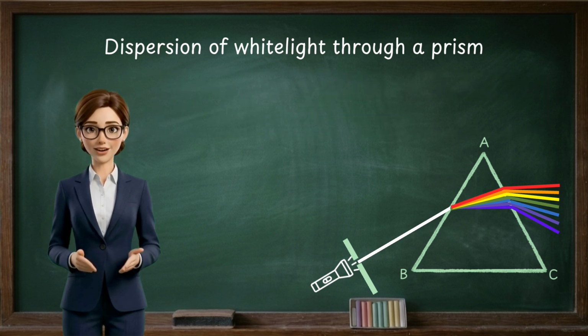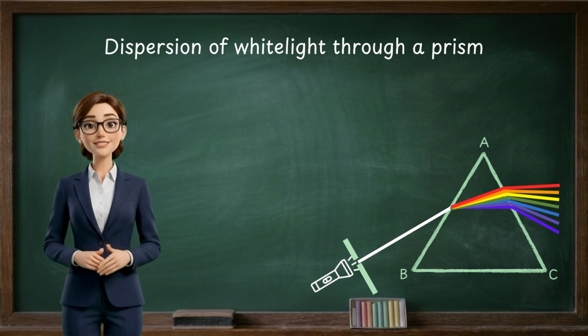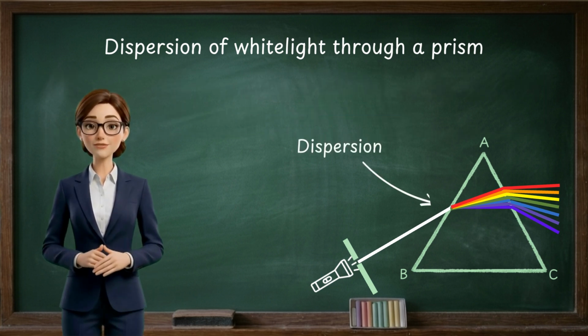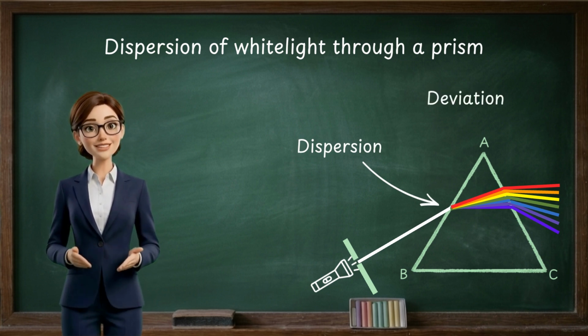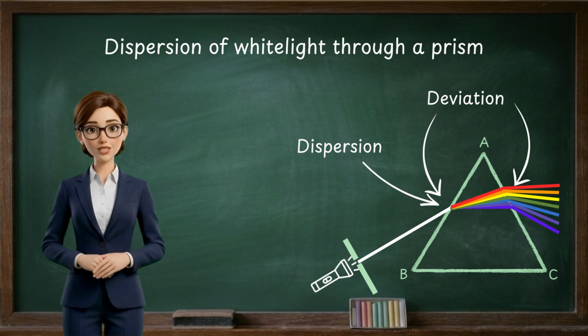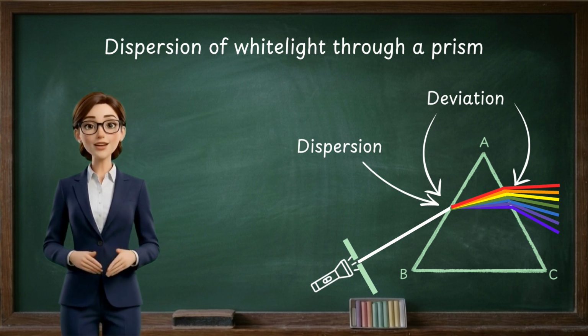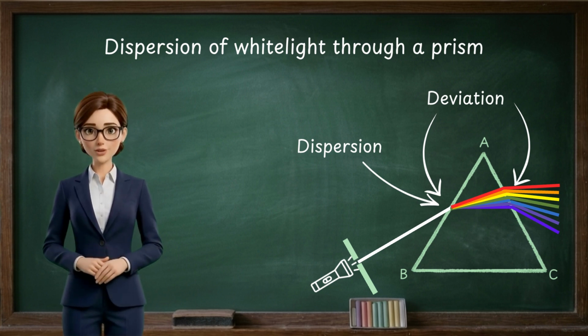So, what did we learn? 1. Dispersion happens at the very first surface of the prism. 2. Deviation happens at both surfaces of the prism. 3. The prism does not produce colors. It simply separates the colors that were already hiding inside the white light all along.